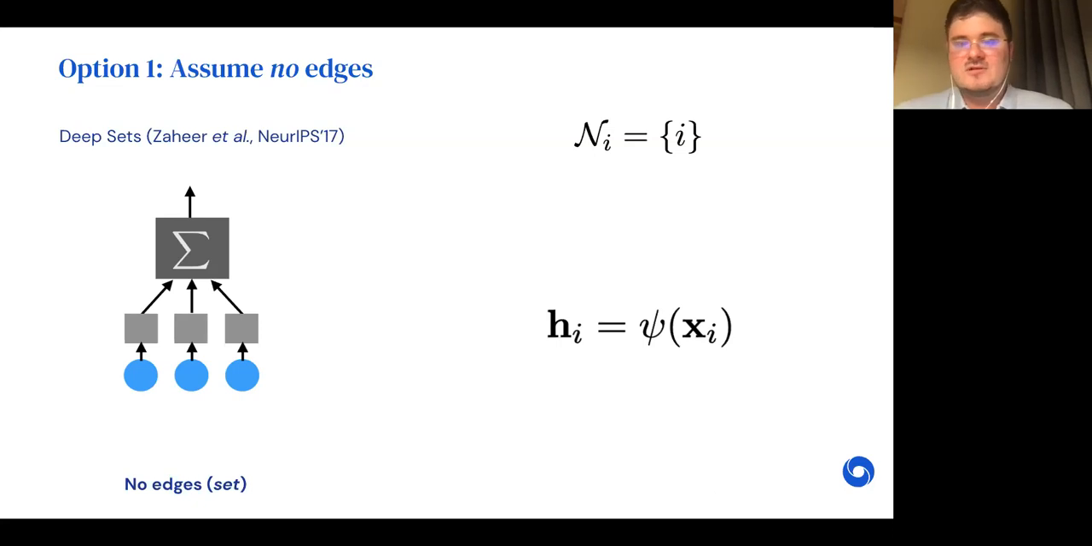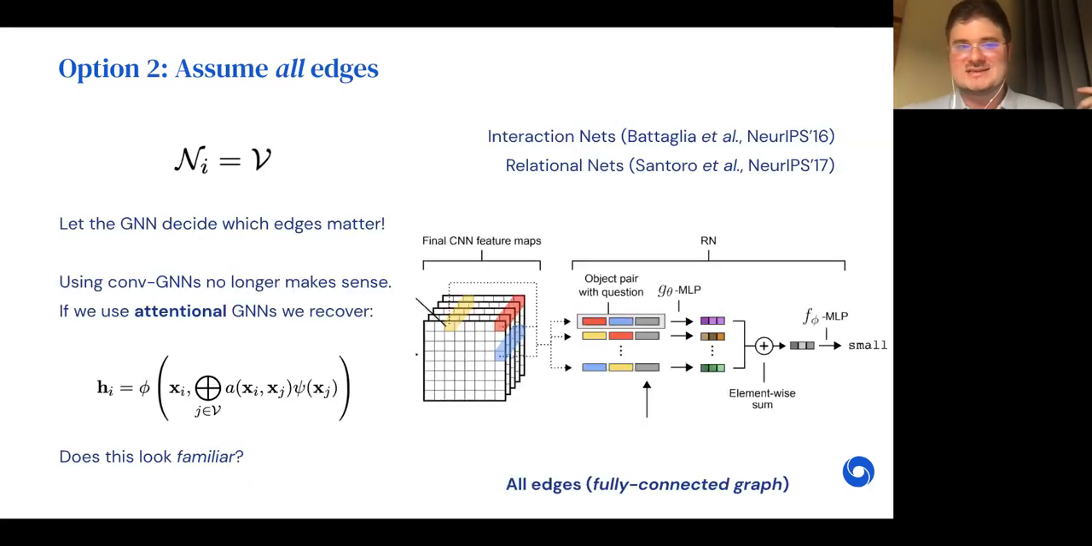So deep sets can be related to a graph network in a specific case where we assume the neighborhood to be just the set containing the node itself, and that's it. What happens when we flip it back to the other extreme? Let's just assume everything is connected and let the graph neural network figure out what are the edges that matter. This is a very common strategy, often employed in models like interaction nets and relational nets. So here, my neighborhoods Ni are assumed to be equal to the set of all the nodes.